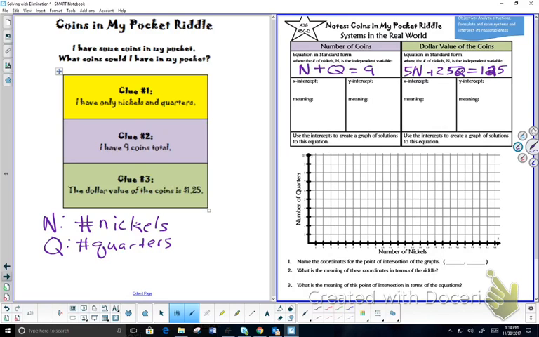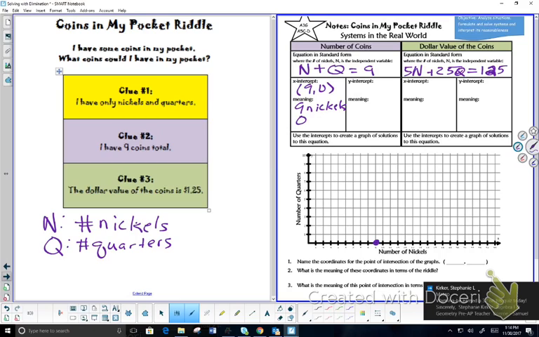X-intercept. We're going to do the cover-up method. If I cover up Q, I got N equals 9. That means we go down here. 1, 2, 3, 4, 5, 6, 7, 8, 9. What's my x-intercept? 9. What does it mean? It means that I have 9 nickels and 0 quarters.